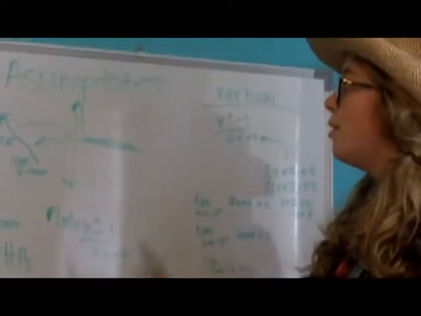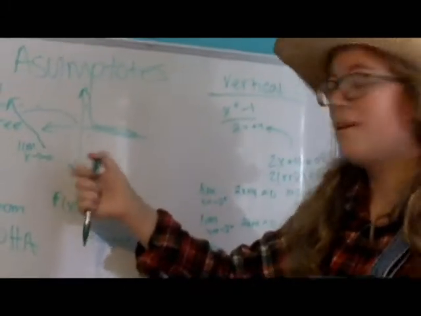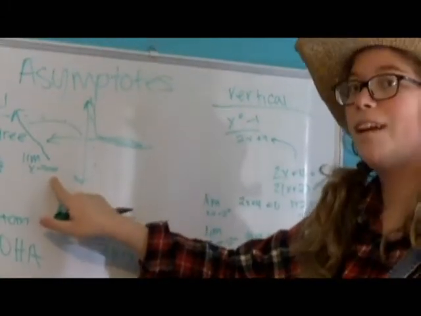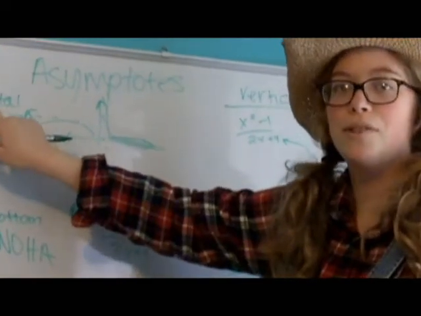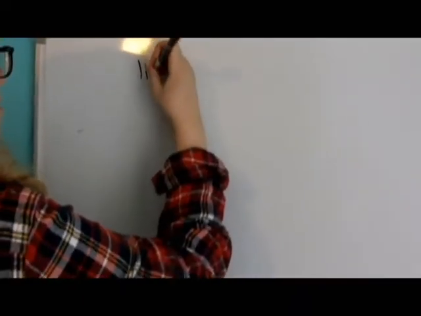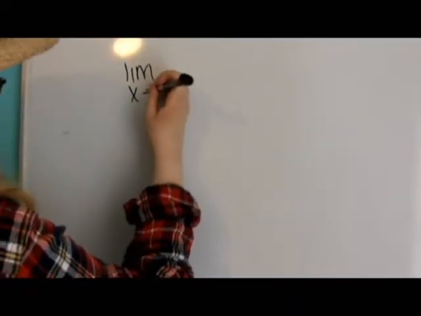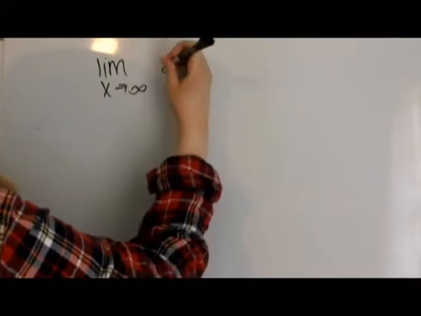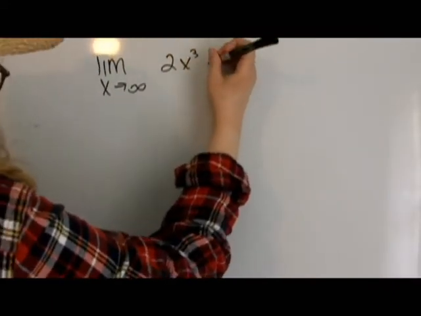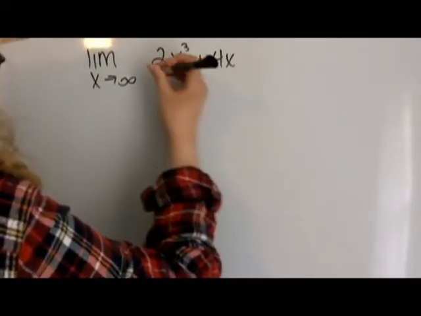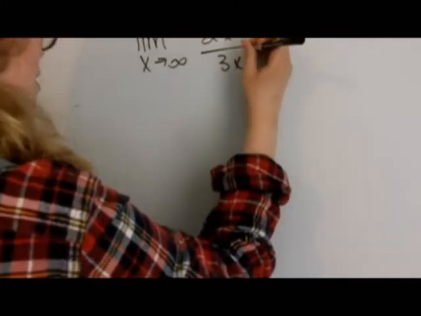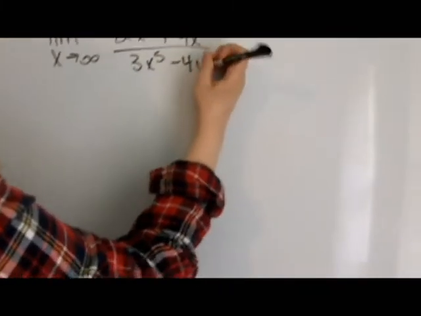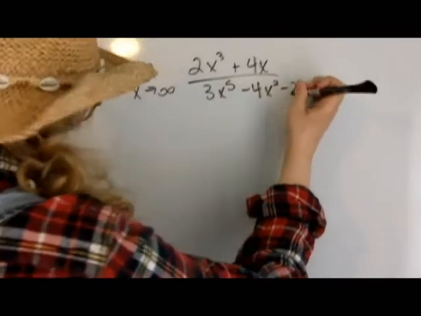So when they ask you on the AP Calculus exam about a limit when x is approaching infinity, just know that you have to find the horizontal asymptote. Let's do a harder problem. So this function is going to be the limit as x approaches infinity of 2x cubed plus 4x over 3x to the fifth minus 4x squared minus 2.